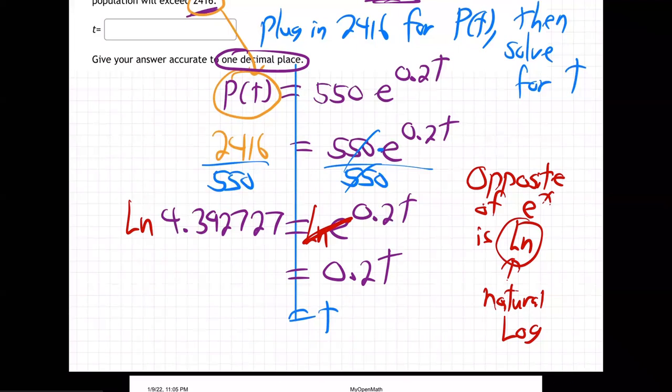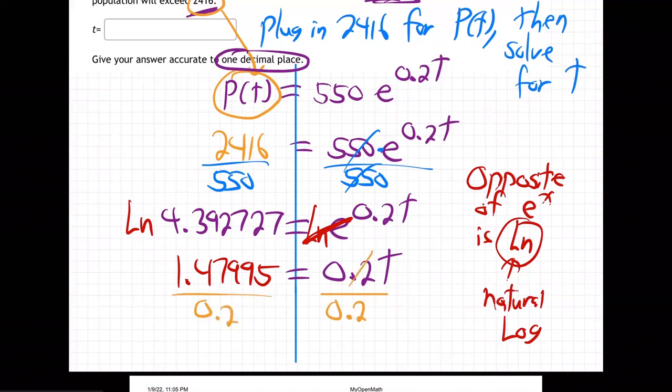And so on the other side, just hit the ln button on your calculator of that number. And here's what I'm getting. 1.47995. That's plenty of digits right there. Now, there's only one more step to finish getting t alone. And the last step is just to divide, isn't it? So now we just divide by 0.2, like that.